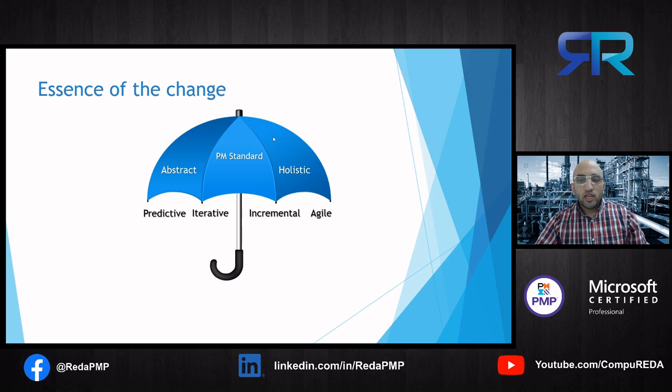The main driver of change is that the PM standard should be abstract enough and holistic enough to be applicable to all types of projects, regardless of its development approach, delivery method, or specific processes. In previous revisions of the PM book, there was always a bias towards predictive projects that limits the application of the standard in a lot of other types of projects, such as IT projects, graphic design, and so on, which mainly rely on the agile approach. So first of all, let's learn more about these types of development approaches.